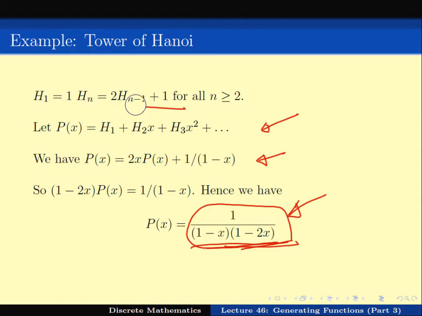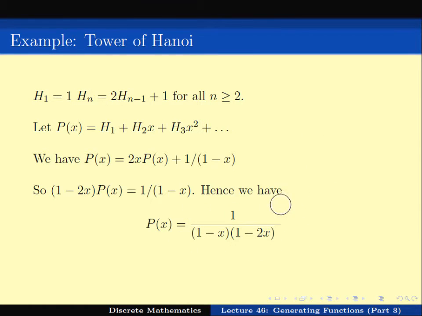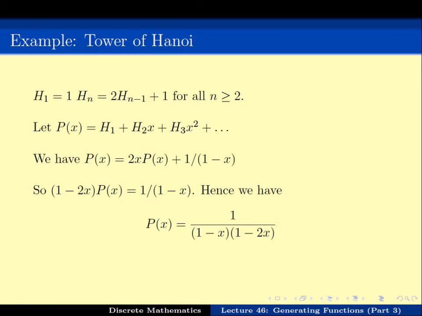Sometimes that might be easier said than done, as we will see now. But as we saw last time, we had something like 1 by 1 minus 3x, and we could apply the Taylor series immediately. So this is where we are now. We have written P of x as 1 by (1 minus x) times (1 minus 2x), and all we want to do is understand the coefficient of x power n in this function.